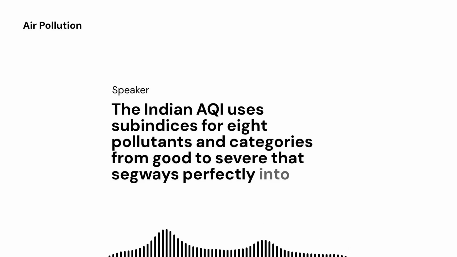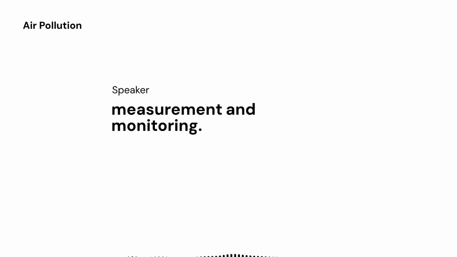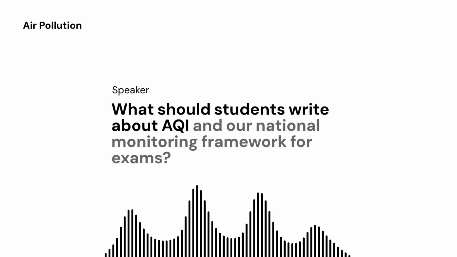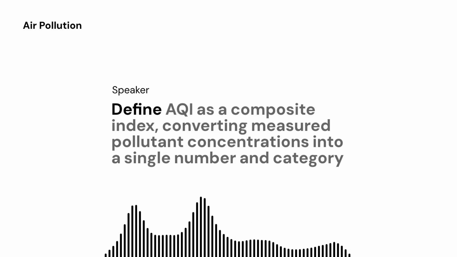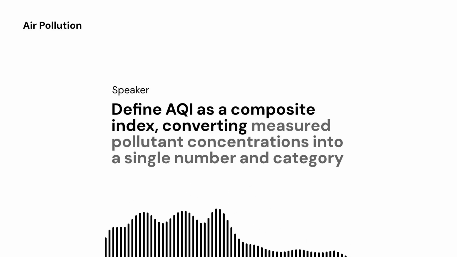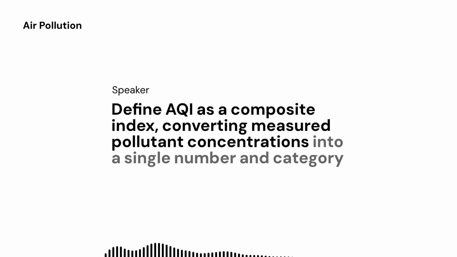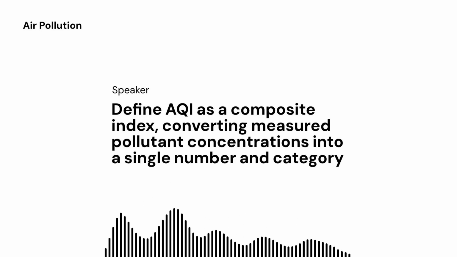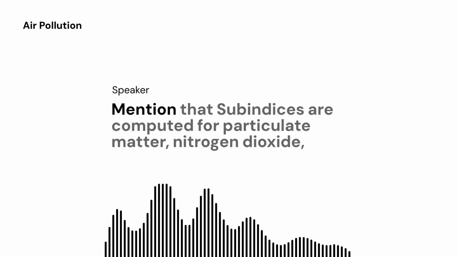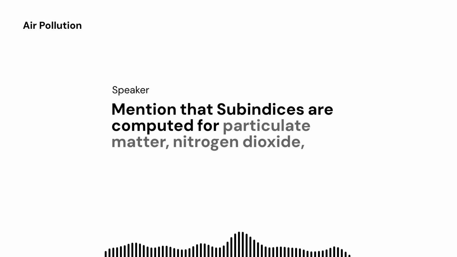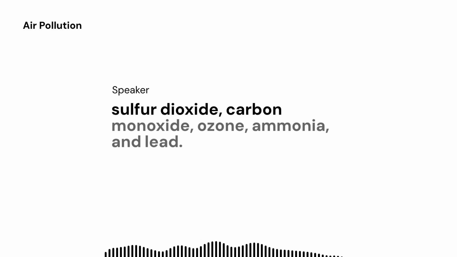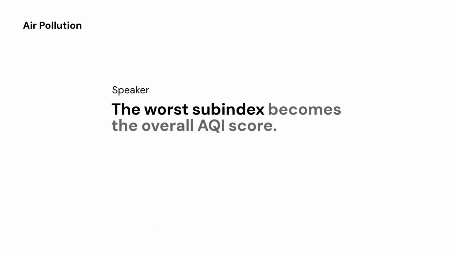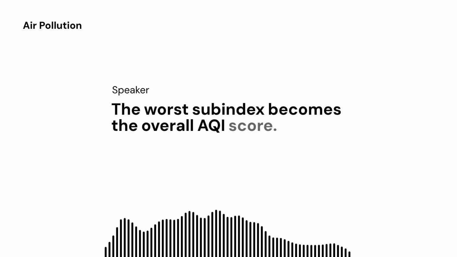That segues perfectly into measurement and monitoring. What should students write about AQI and our national monitoring framework? For exams, define AQI as a composite index converting measured pollutant concentrations into a single number and category with health advisory. Mention that sub-indices are computed for particulate matter, nitrogen dioxide, sulfur dioxide, carbon monoxide, ozone, ammonia, and lead. The worst sub-index becomes the overall AQI score.